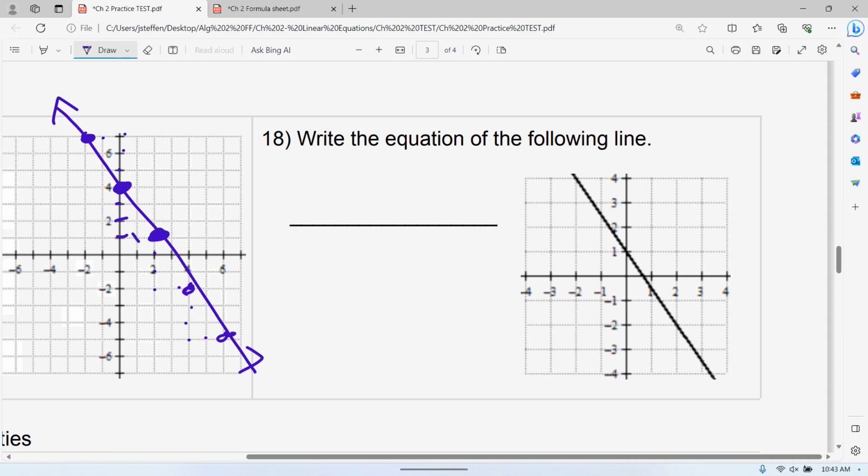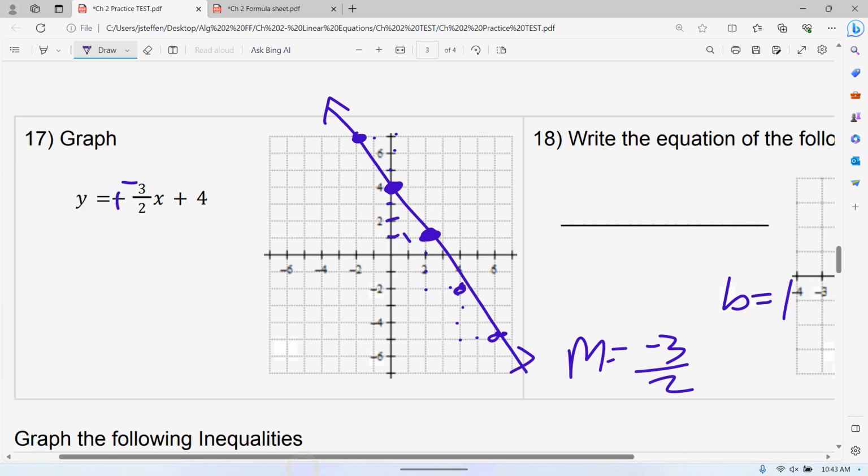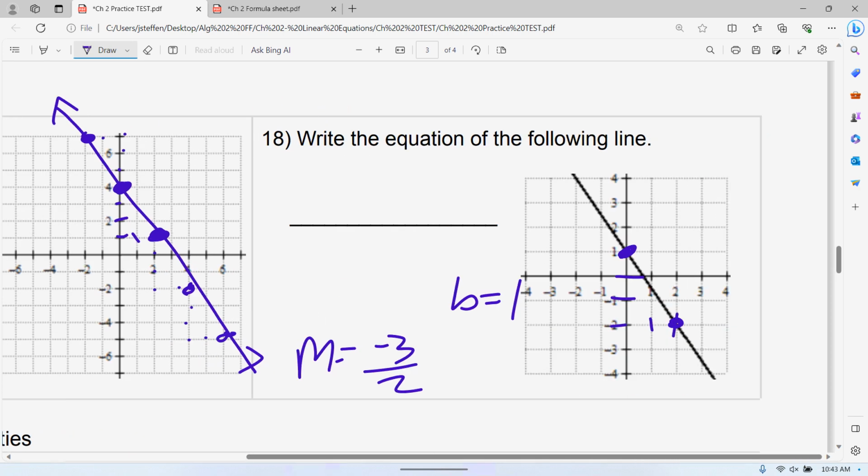Equation of this line, and some people struggled with this on the quiz. All you need to do is find your slope and your y-intercept. So my y-intercept for this one is positive 1. My slope for this one goes through this ordered pair and this ordered pair. So my rise over run, I go down 1, 2, 3, so negative 3 over to the right 2. Same slope we just had? Interesting. Should change that. Y is equal to 3 over 2x plus 1.